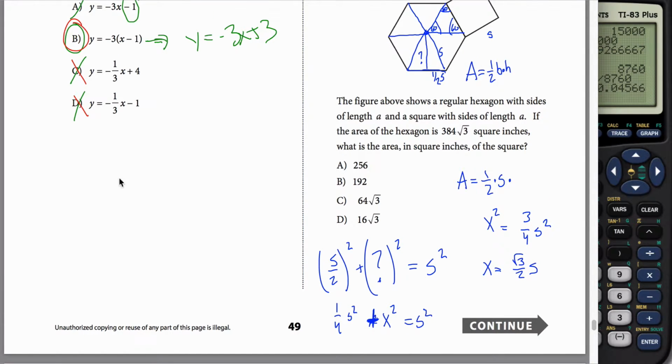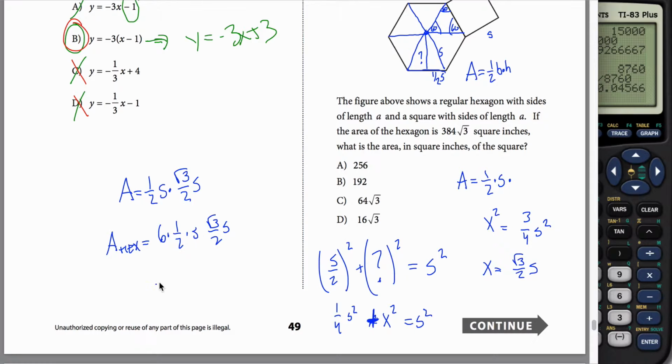So what have I figured out? The area of one of these triangles is 1/2 the base times the height. But I don't have just one of these triangles, I have 6 of them. So this is the area of a triangle. The area of the hexagon would be 6 of these 1/2 times S times root 3 over 2 S things.